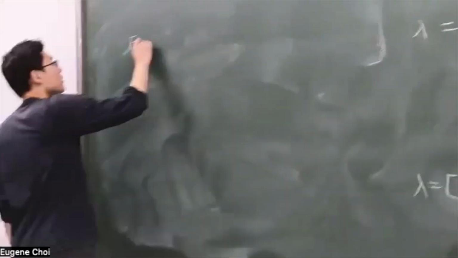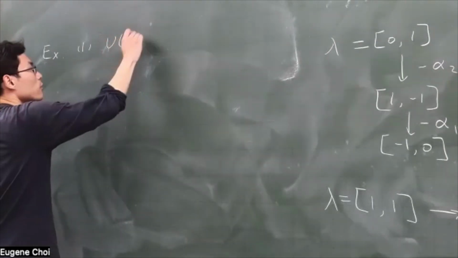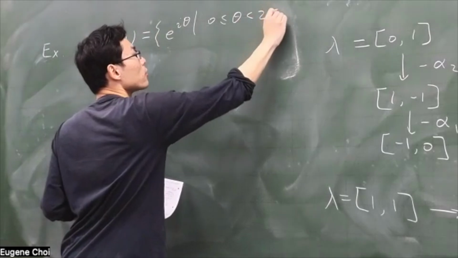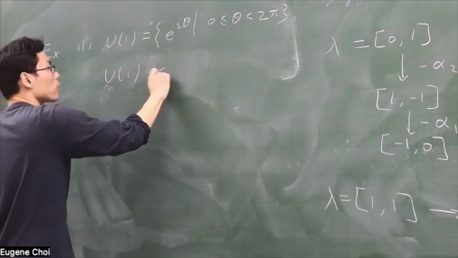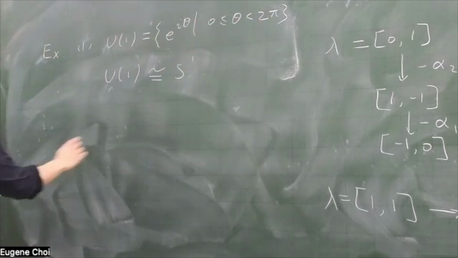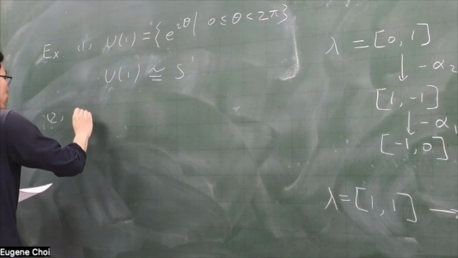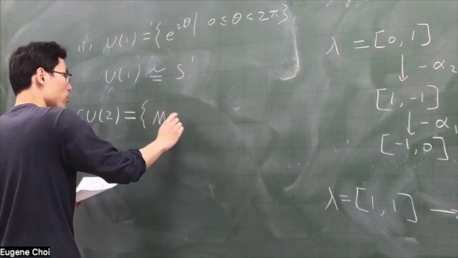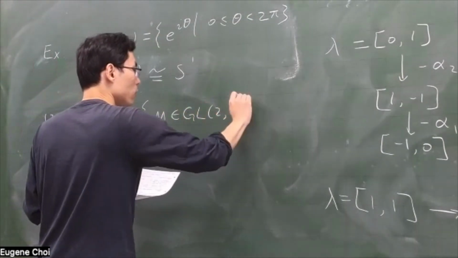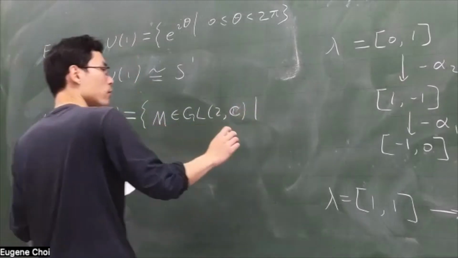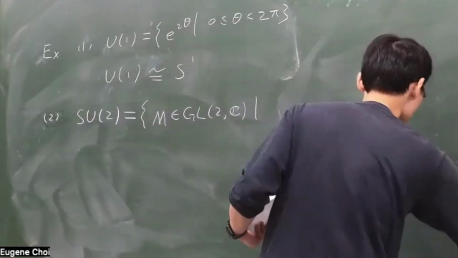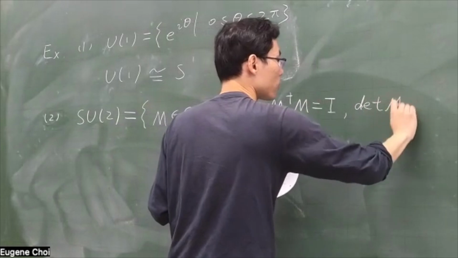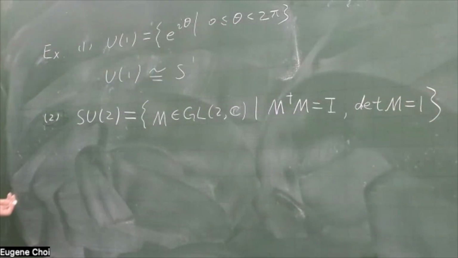So, examples of Lie groups. U1 is the simplest one, which is e to the i theta for theta from 0 to 2 pi. In other words, this is a circle because it's just going around. And then SU2 is the second example. SU2 consists of 2 by 2 matrices, of course with determinant non-zero, but here it's even more strict, which says M dagger M is the identity, and the determinant of M is 1. S means special, U means unitary.